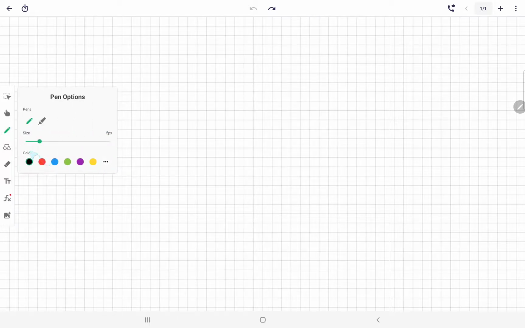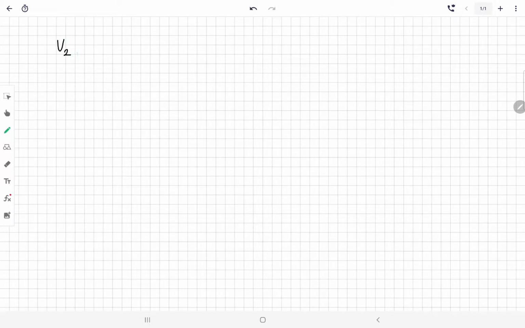So we will continue our lesson. We already started, we mentioned motion with constant acceleration, and we derived this equation: V final equal to V initial plus acceleration times time. We already explained the meaning of this equation.